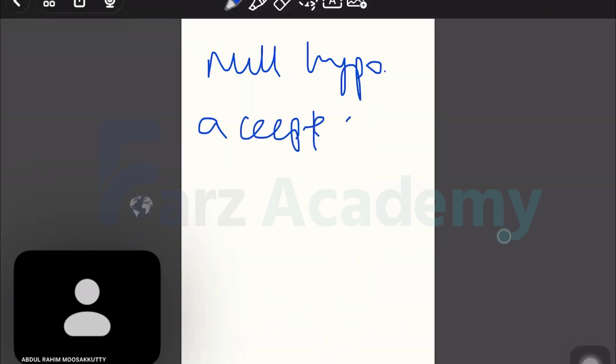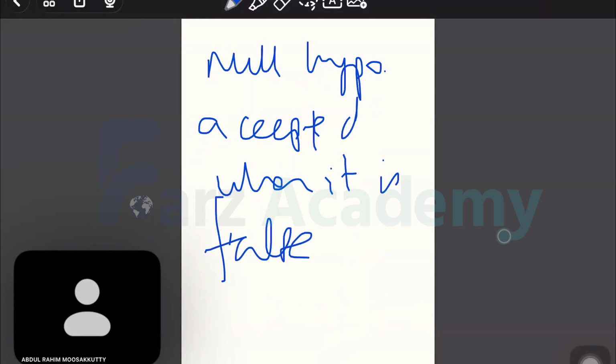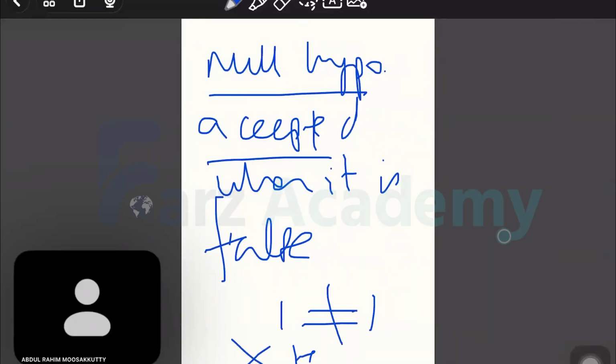Whereas, now tell me, null hypothesis getting accepted when it is false. That means in reality, there is a difference between the two groups, right? They are not equal. There is a difference. But my study fails to spot that difference, right? My study fails to spot that difference and accepts the null hypothesis. That means it is going to reject the alternate hypothesis, right?